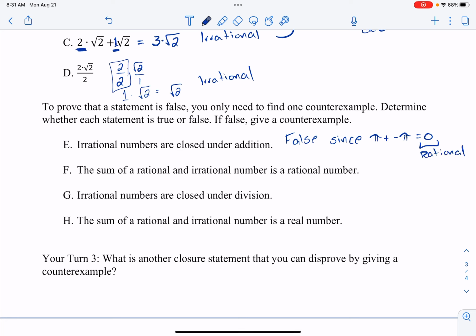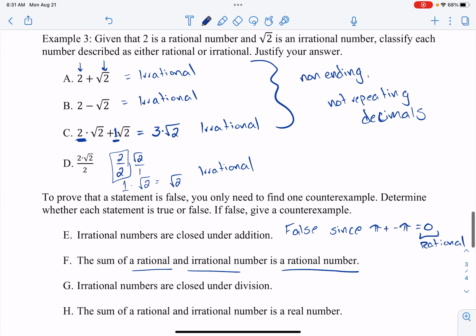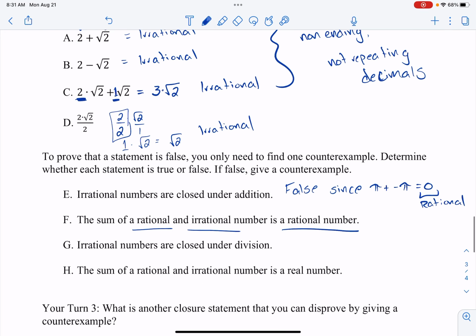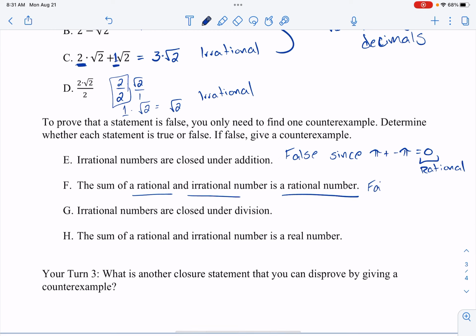The sum of a rational and irrational number is a rational number. Well, again, we don't have to reinvent the wheel. Rational plus irrational here got me an irrational, so that would make this statement false as well. False. 2 plus the square root of 2 is irrational.